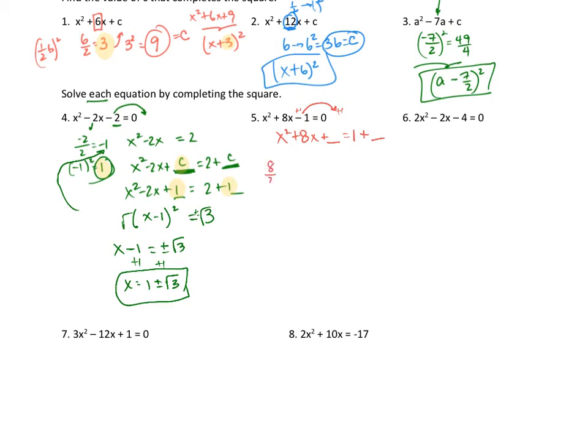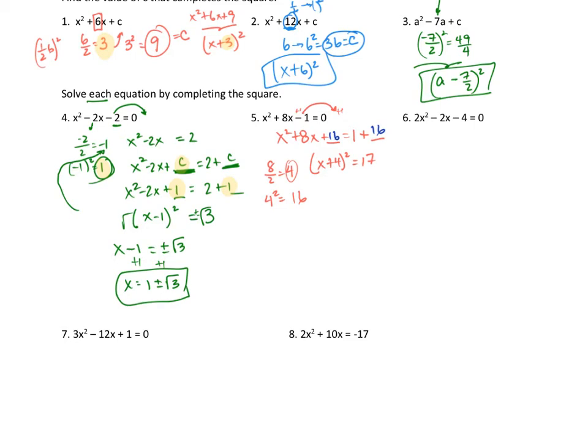So half of 8 will give you 4. Take that 4 and square it. You're going to get 16. So that's the number that's going to go into this right here. It'll be 16. Now when we go back to this and I factor, it's what it was when I divided it by 2. So it'll be x plus 4 quantity squared equals 17.